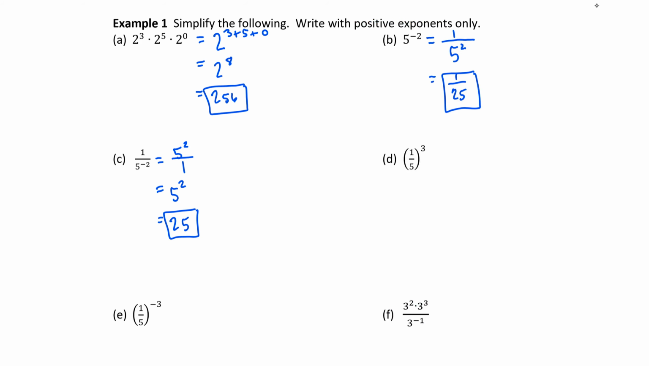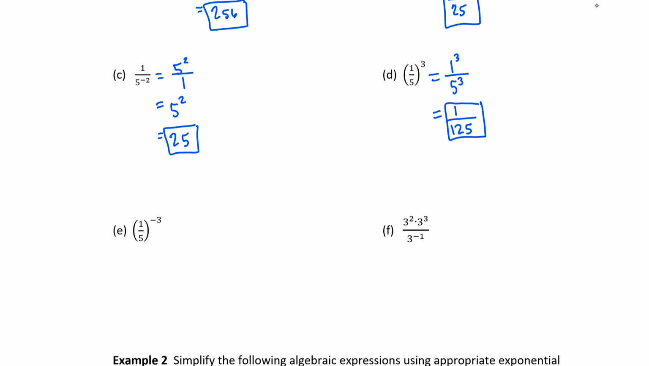Example D, notice we have a quotient raised to a power. So each part of that quotient will receive that exponent. So I'm going to distribute the exponent to the numerator and the denominator. 1 to the 3rd is 1 times 1 times 1, or 1. And 5 to the 3rd, 5 times 5 is 25, times another 5 gives us 125. So 1 over 125.